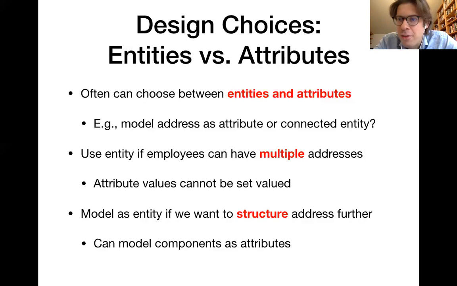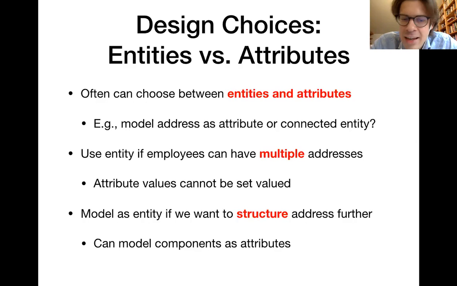The first thing to consider is whether the entity, for instance the employee, can be associated with multiple addresses. Now, attributes in entity relationship diagrams must have simple types. They must have, for instance, string or integer types. In each case, they cannot store a set of values. They can only store a single value. So if you want to model that one employee could have multiple addresses, then you have to model this by an entity as opposed to an attribute, because those attributes couldn't store a set of addresses.